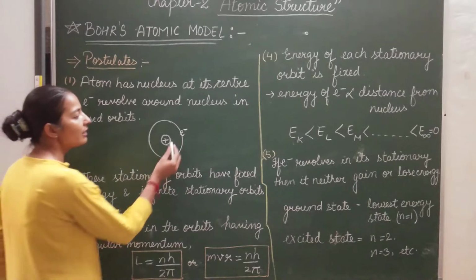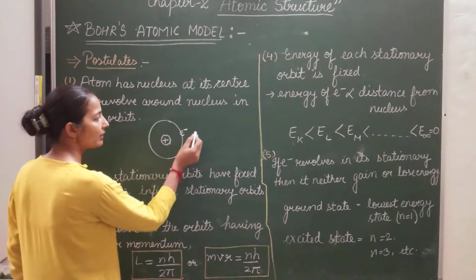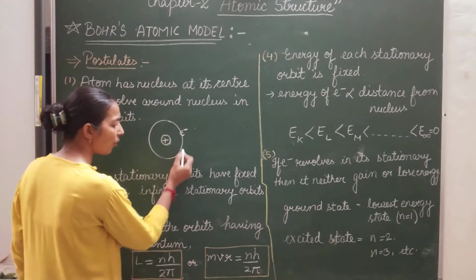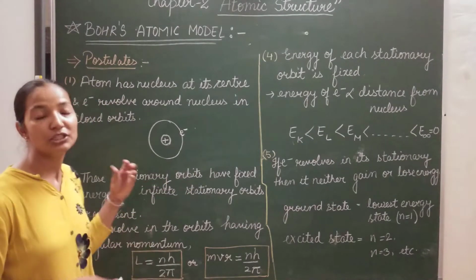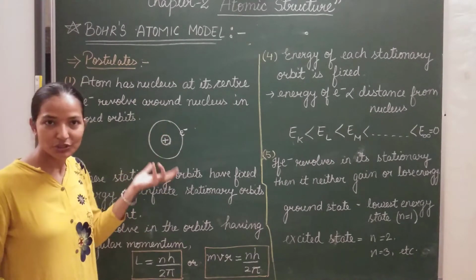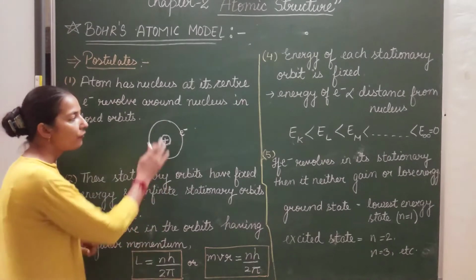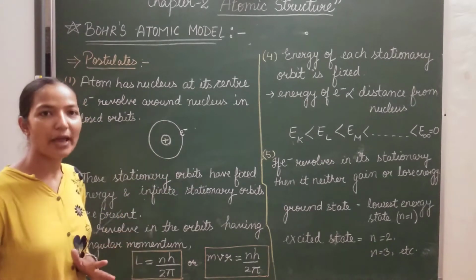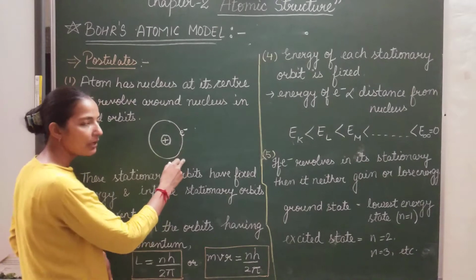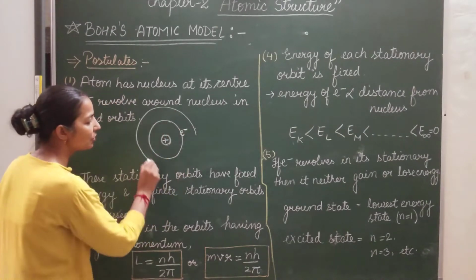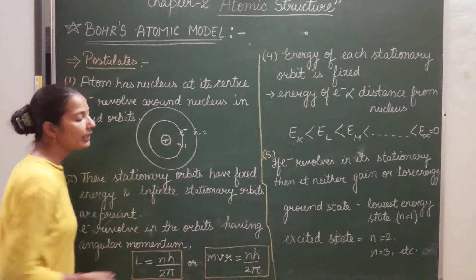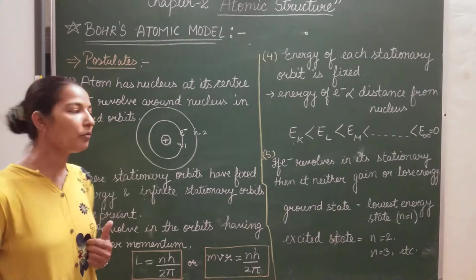Afterwards, he told that the electron is revolving around the nucleus in circular paths or orbits, and these orbits are also called stationary states, or stationary orbits. He also told that every stationary orbit has a fixed amount of energy. For example, n is equal to 1 has a particular amount of energy, and the second stationary orbit, n is equal to 2, also has a fixed amount of energy.